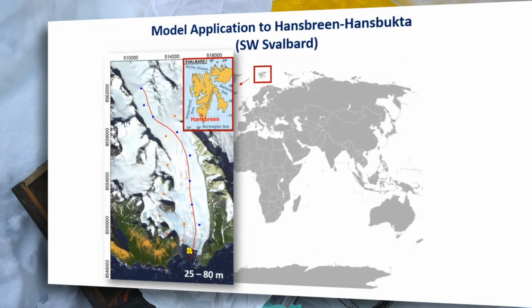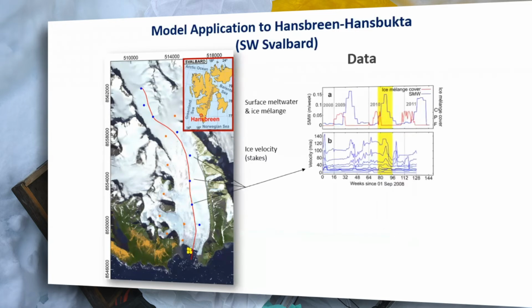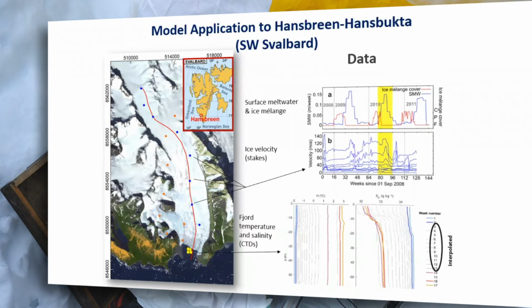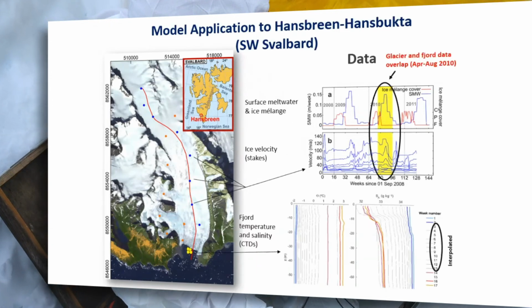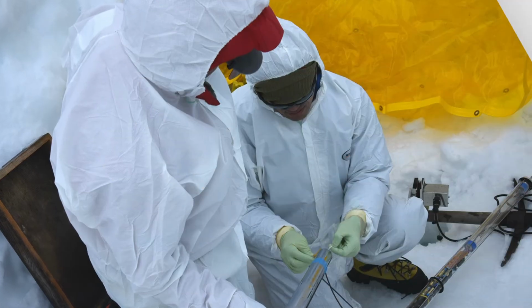As we've seen earlier, to solve our sets of equations, we need to define the glacier and fjord geometry, as well as set the initial and boundary conditions for the different variables. For Hansbreen Glacier, we have observations on surface velocities, surface mass balance, ice melange coverage, and front positions within the melt season of 2010. On the other side, we have observations of fjord temperature and salinity for the overlapping period of April to August of 2010.